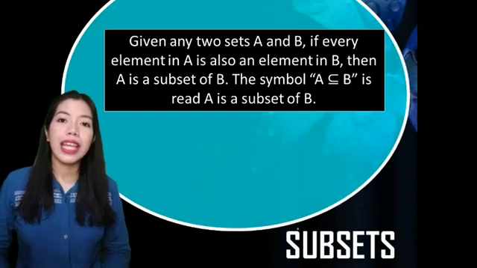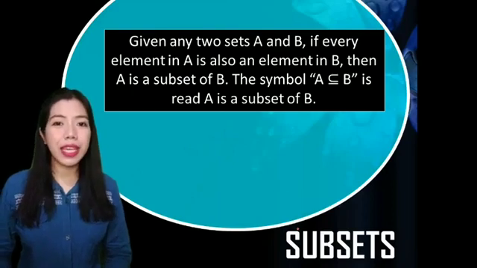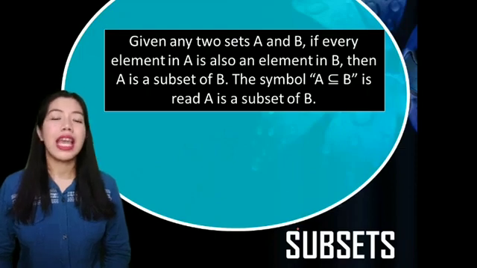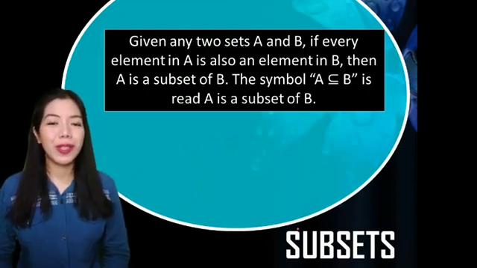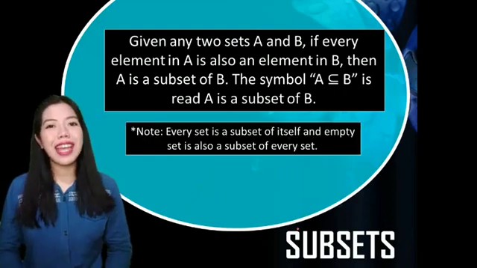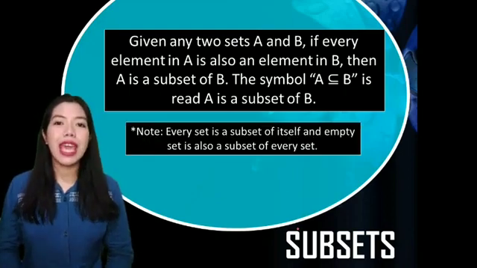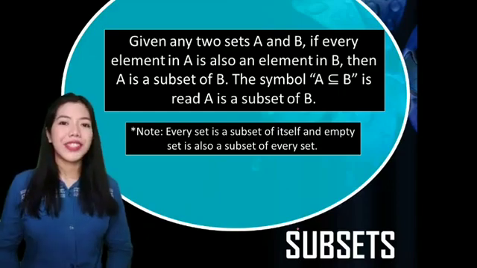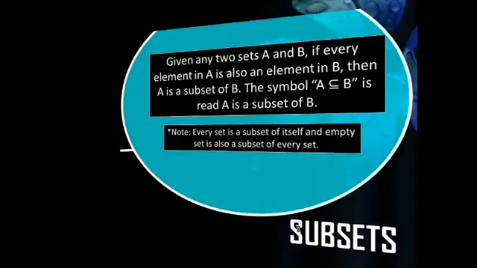Next, we have the subset. Given any two sets A and B, if every element of A is also an element in B, then A is a subset of B. Take note that every set is a subset of itself, and an empty set is a subset of every set. Let's take a look at some examples.